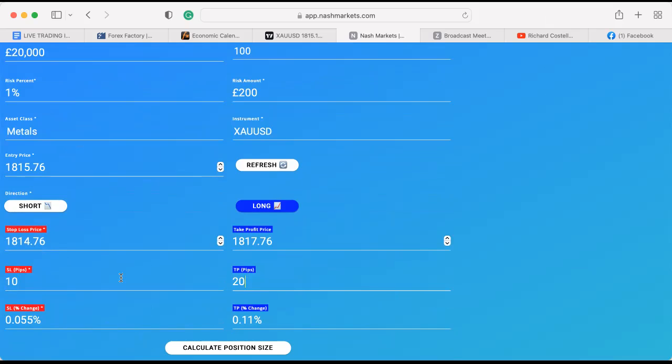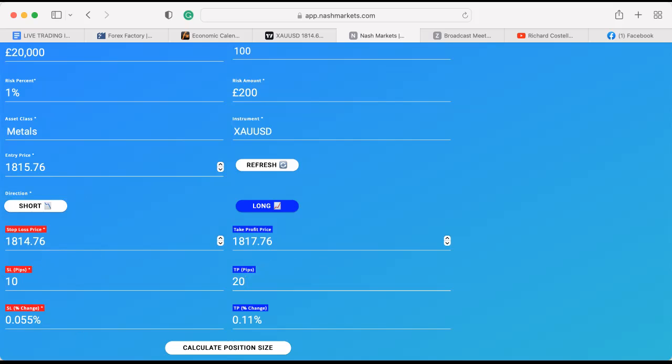So all you need to do is put in your stop loss. I use the pip value. You can use a percentage change, or you can put it in as a stop loss price. But whichever one you put in, it calculates the other two for you. So it's calculating that on the current price of 1815.76, my stop loss will be 1814.76 and my take profit will be 1817.76.